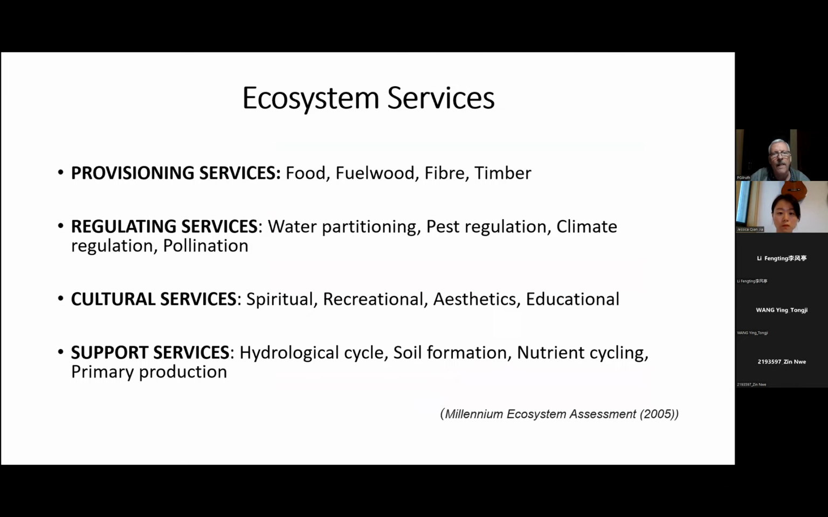Now we move to ecosystem services, and the main categories of ecosystem services are provisioning, regulating, cultural, and support services. The ones we're most familiar with and are easiest to measure are food, fuel wood, fiber for clothes, and timber for construction. The ones that are harder to measure and quantify would be things such as pest regulation, climate regulation, pollination, soil formation for support services.